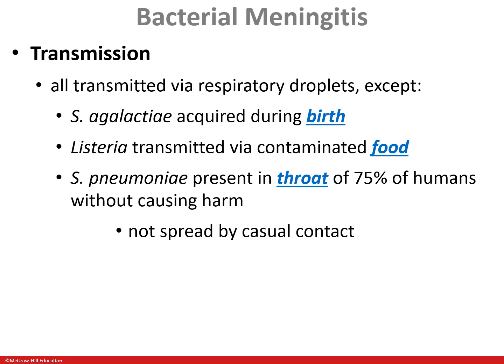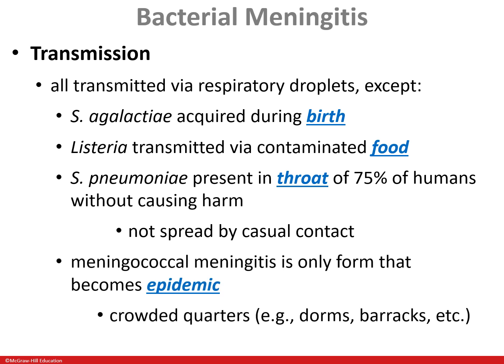So again, Streptococcus pneumoniae is the one that we usually refer to as community-based, and so it can be spread. And when we say not casual contact, you typically have to live with the person or spend hours and hours, so maybe a coworker, but not just passing someone in the street. And meningococcal, if you recall, that's the Neisseria form. That's the only form that really becomes epidemic and is readily spread through respiratory droplets. Again, crowded places like dorms and barracks are the places where we worry about the meningococcal version.